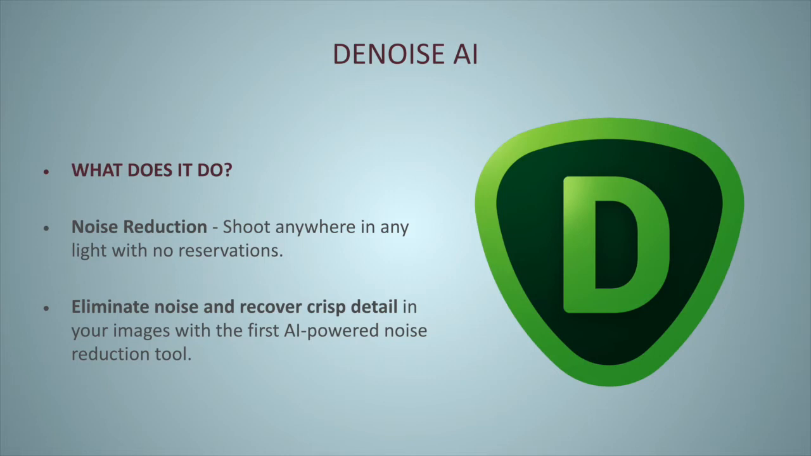So the claim here is shoot anywhere in any light with no reservations. Basically, to get certain shots in certain lights, the only way you're going to get a shutter speed high enough to take the image is if you're really bumping up the ISO, which is going to add a lot of noise into the image. But with DeNoise AI, you can eliminate that noise and you can recover the crisp detail in your images. DeNoise claims to be the first AI-powered noise reduction tool.